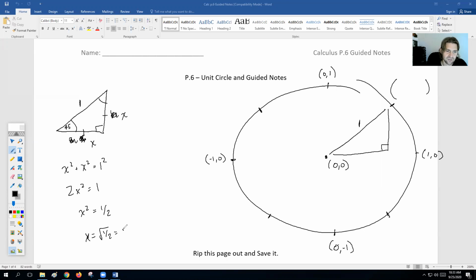it simplifies down to radical 2 over 2. So I would have to go over radical 2 over 2 and then up radical 2 over 2.